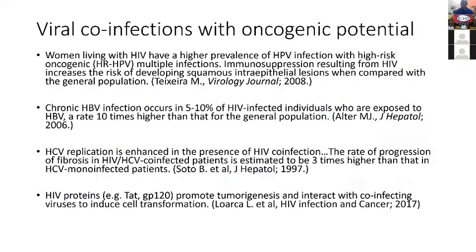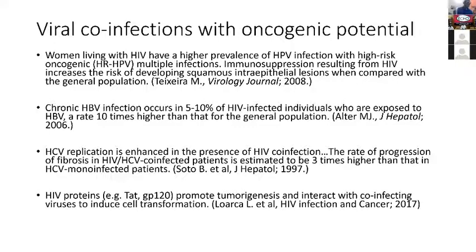And viral co-infection with oncogenic potential. So we know that there are certain viruses that carry increased risk for cancer in target organs. When we talk about human papillomavirus, women living with HIV have a high prevalence of HPV infection with multiple HPV subtypes, as well as high-risk subtypes. And immunosuppression resulting from HIV also increases the risk of developing squamous epithelial lesions compared to the general population, as well as, and it's not stated there, reducing the rates of clearance of HPV.